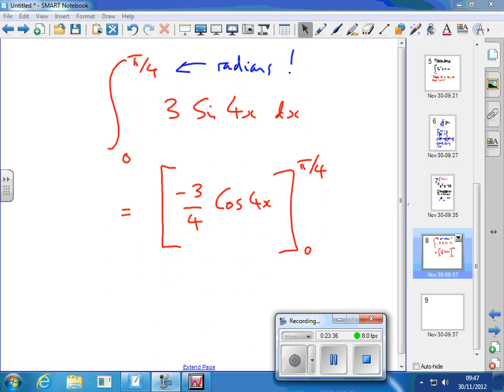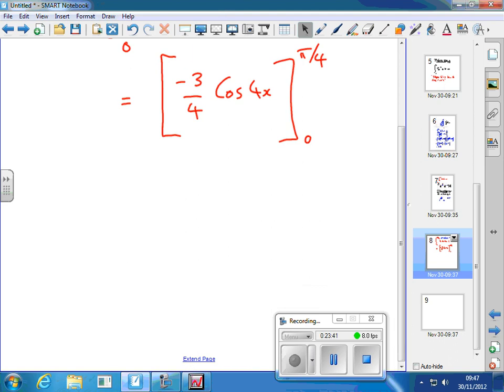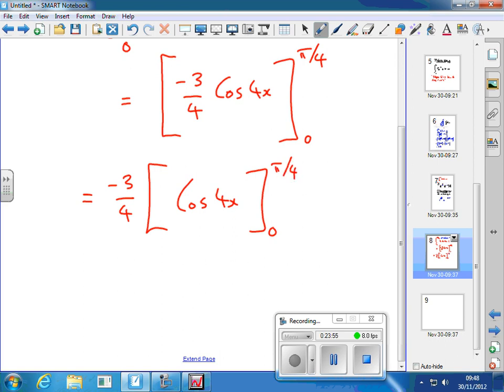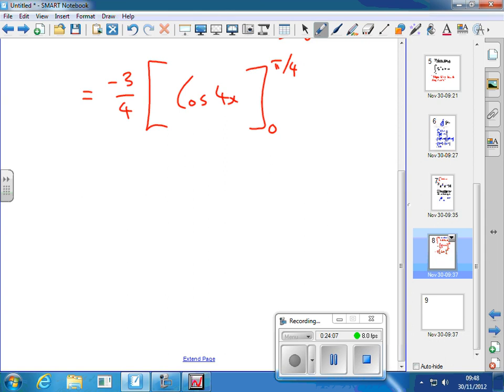So this 3 over 4 and minus 3 over 4 is common to both. So what I can do is take that outside. And then cos 4x between 0 and pi over 4. So that just makes the process a little bit more straightforward. Okay? So now, because I've put this minus 3/4 outside, I've still got to leave that square bracket in there because I'm going to multiply the final answer by minus 3 over 4.